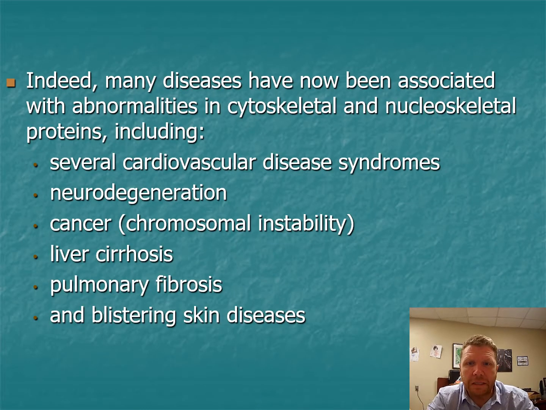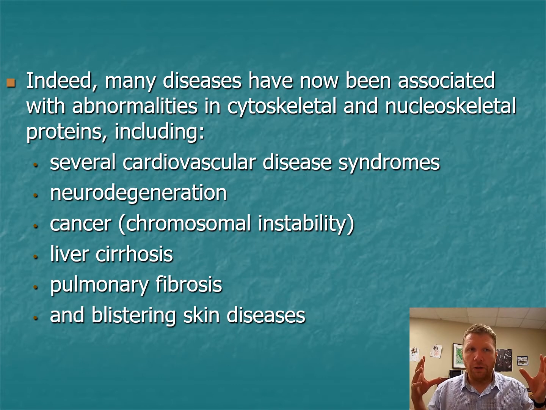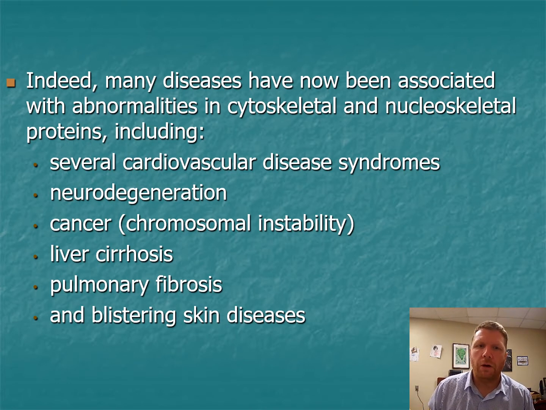Many diseases now have been associated with abnormalities in cytoskeleton and nucleoskeletal proteins, including a number of cardiovascular diseases, cancers, liver cirrhosis, and pulmonary fibrosis. Basically, think about it as, if it's not the right shape, it's going to run into some problems. The cytoskeleton dictates the shape of that cell, and if the cytoskeleton isn't properly functioning, then it's not going to be the right shape, so it's not going to necessarily carry out the right function.